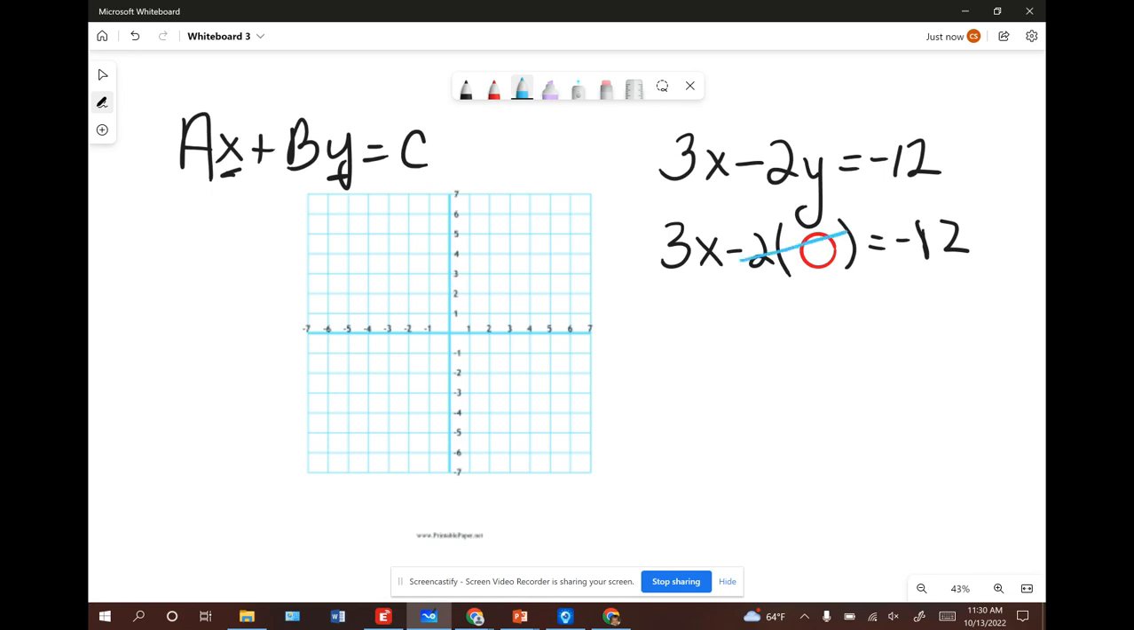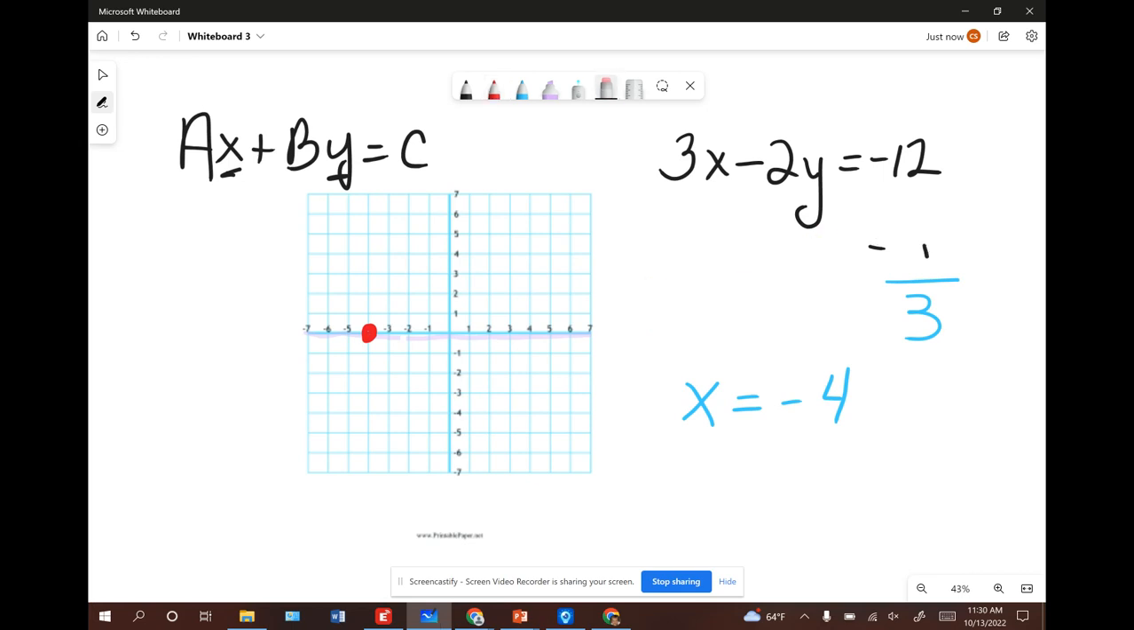When I go over here, -2 times 0 is just 0, and I have 3x = -12. So it's a one-step equation. I'm just going to solve and get x = -4. And I'm going to plot that. I'm going to find the x-axis, which is your horizontal axis. I'm going to plot that at -4. That's my x-intercept.